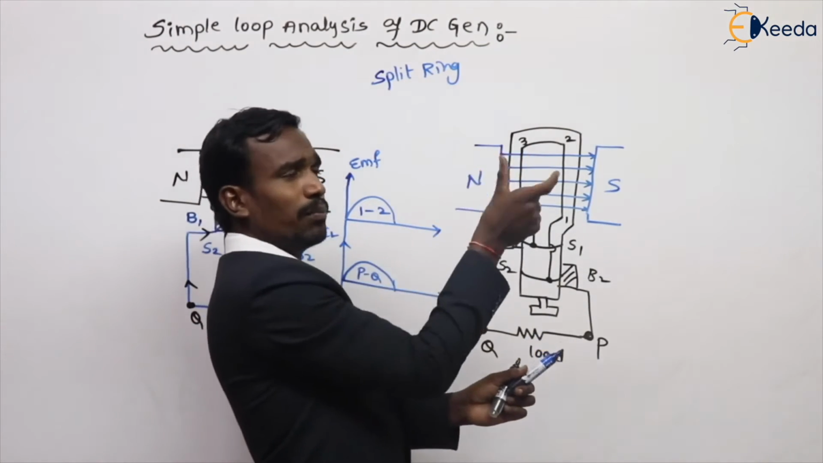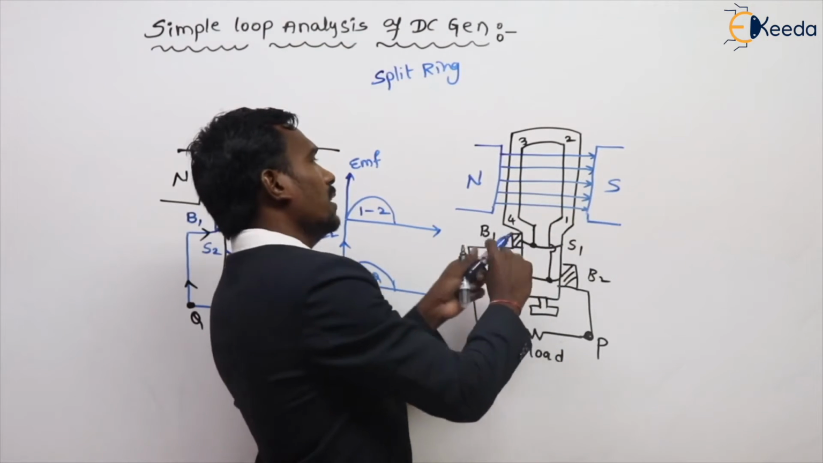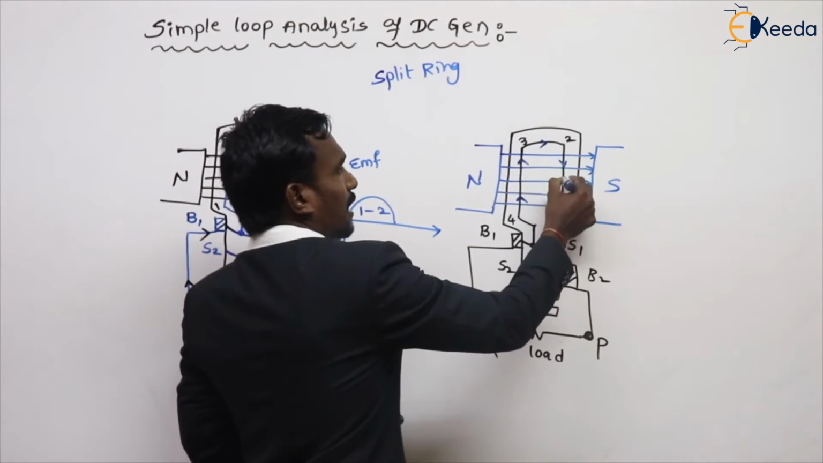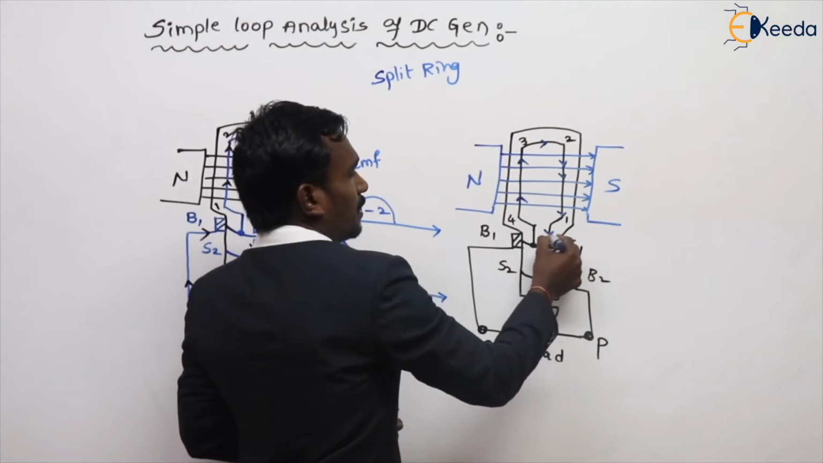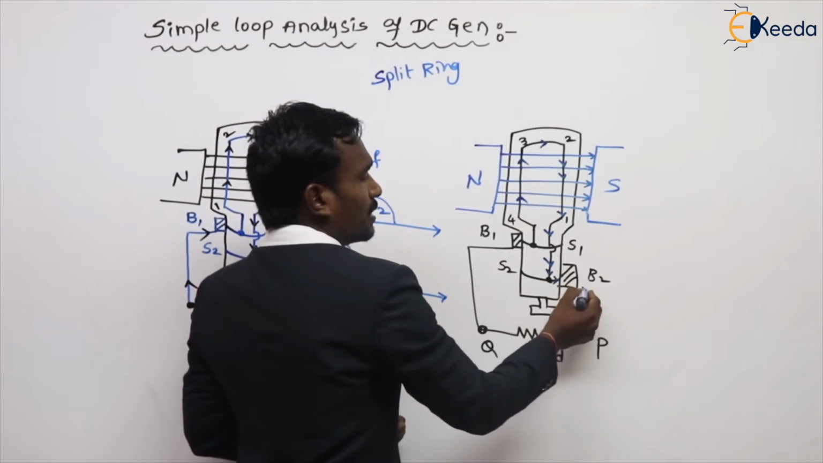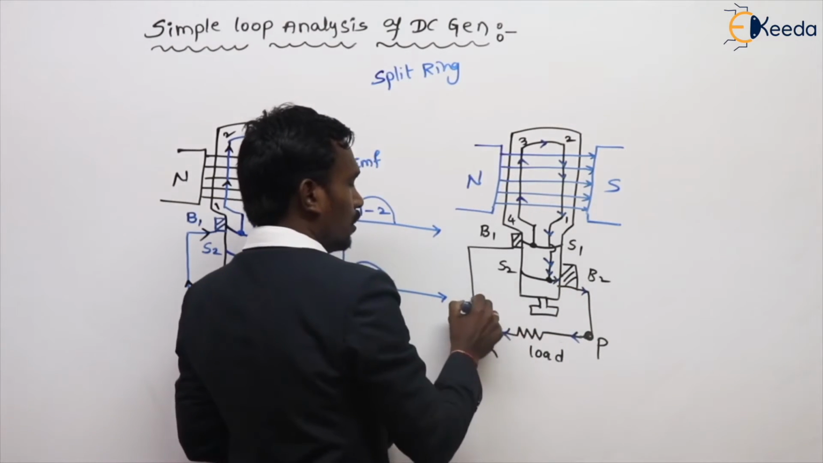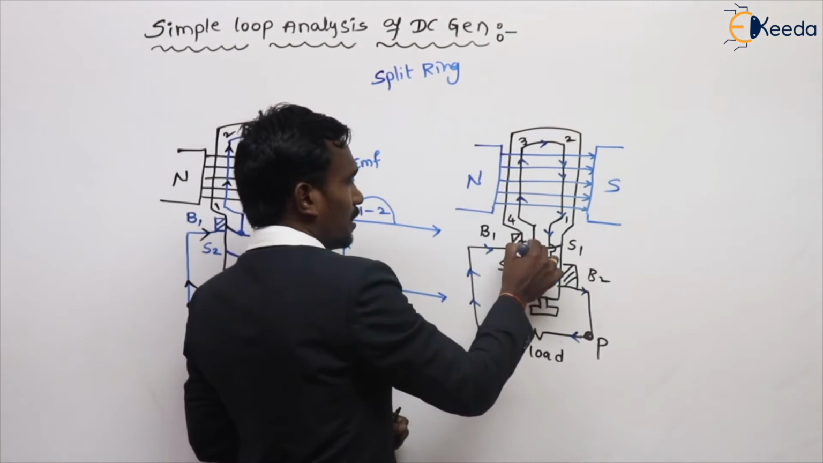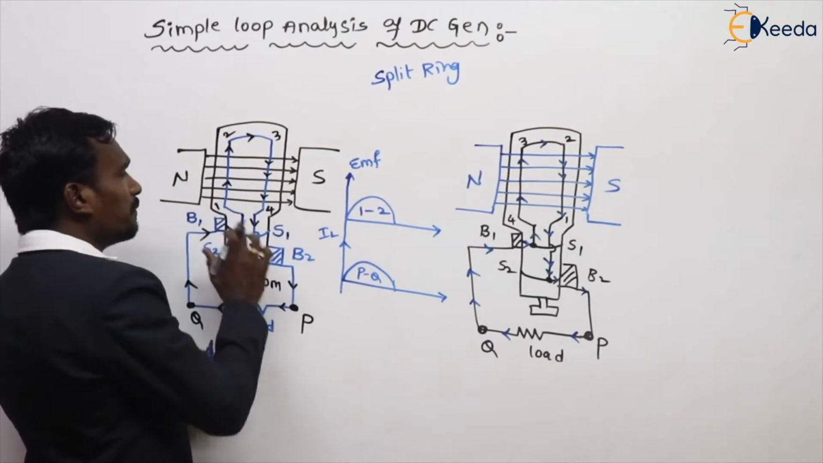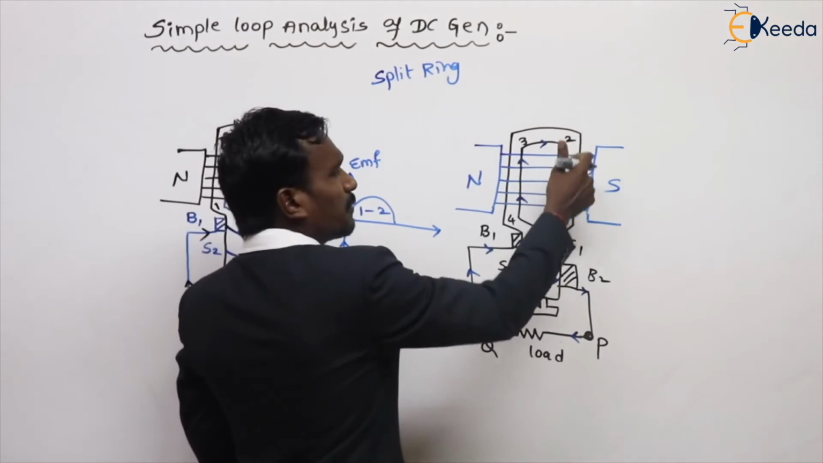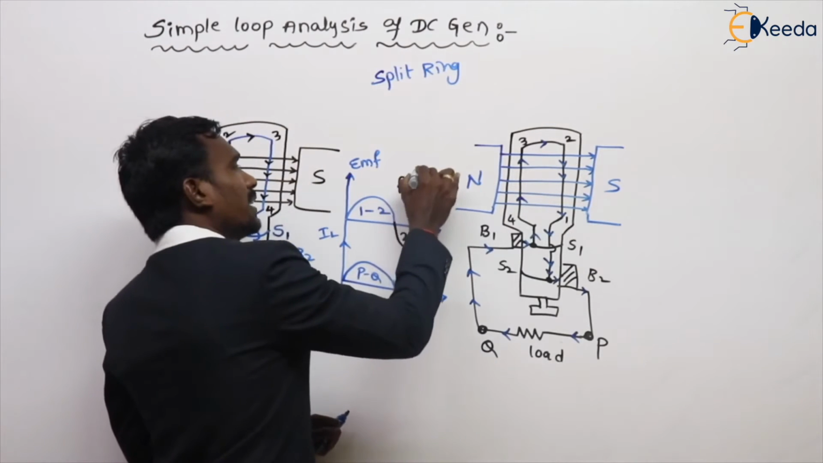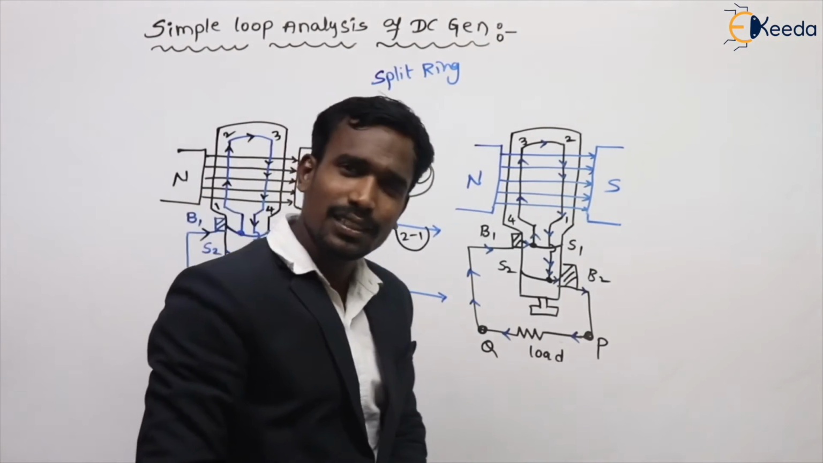Conductor direction outwards, flux direction, EMF direction upwards. See here, this is given to the split ring, given to the battery, brushes, and brushes given to the load. This is the way. Observe here, in the first half of the cycle 1 to 2, in the second half of the cycle 2 to 1. Nothing but the EMF induced in the armature winding is AC.